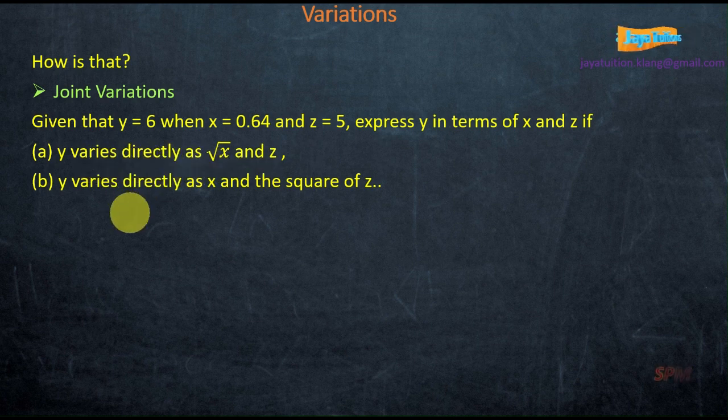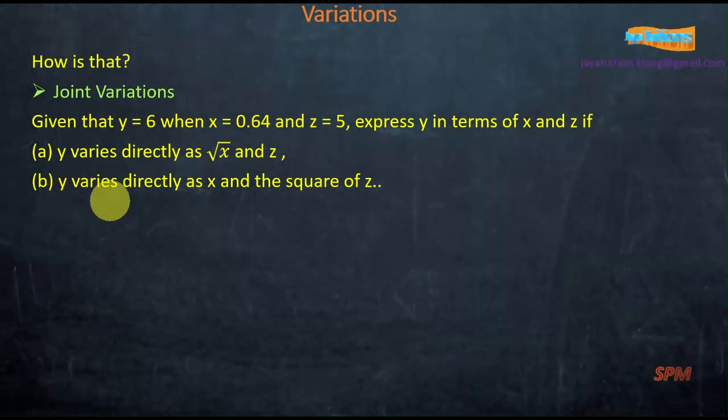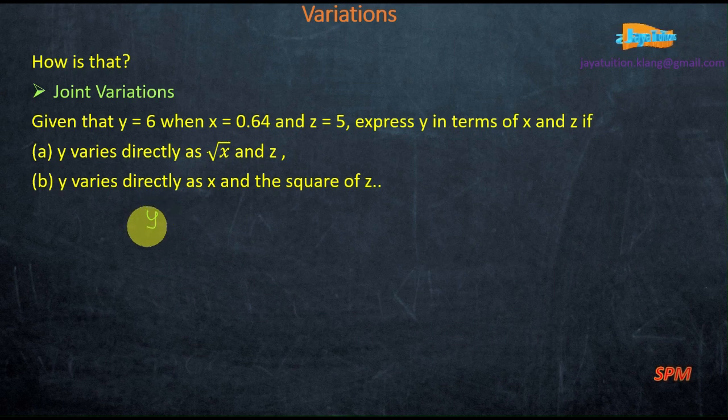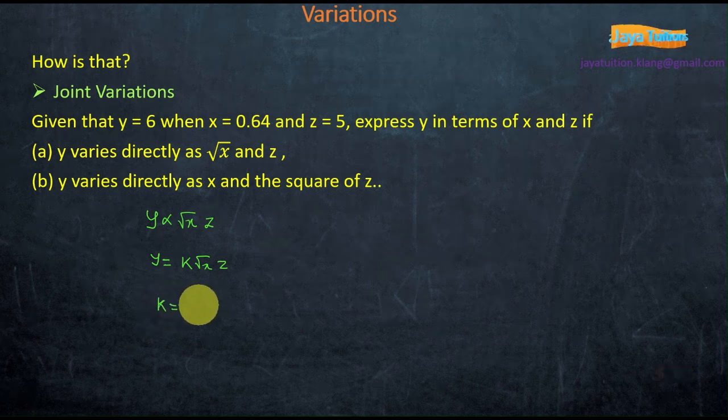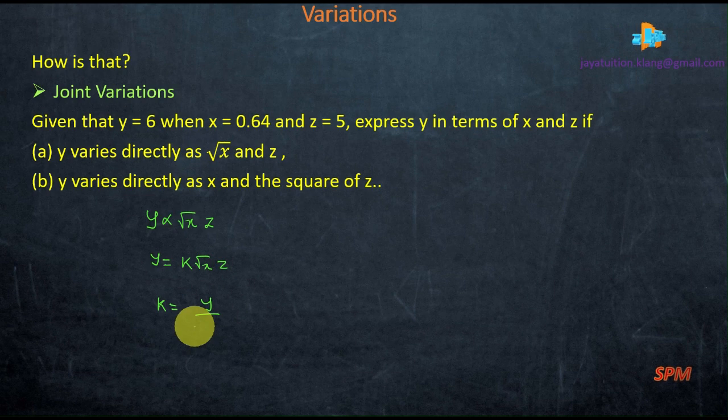The first part is given as: the value of y varies directly as the square root of x times z. So we can write y is equal to some constant k times square root of x times z. First we need to find the value of k. So k will be equal to y divided by square root of x times z.